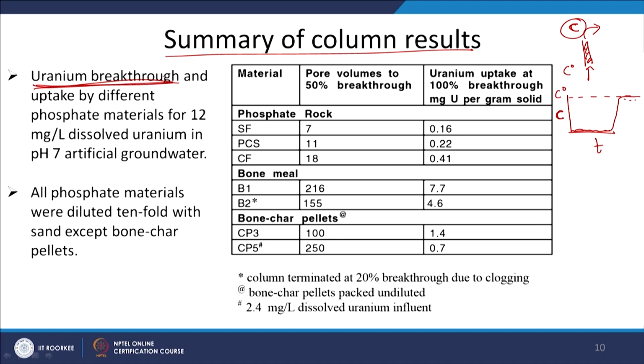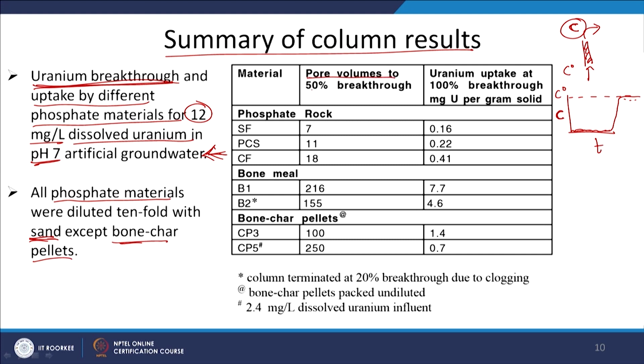So, uranium breakthrough and uptake by different phosphate materials for 12 milligram per liter dissolved uranium at pH 7. So this is artificial groundwater, not the actual groundwater. All phosphate materials were diluted tenfold with sand, again because of issues with respect to porosity, except bone char pellets, right? So some were diluted with sand or a mixture of sand and phosphate material, except bone char.